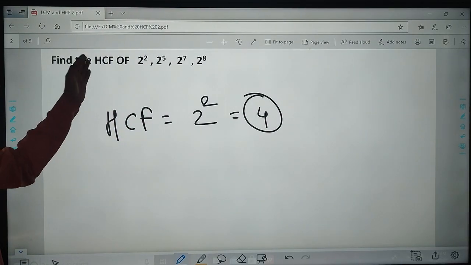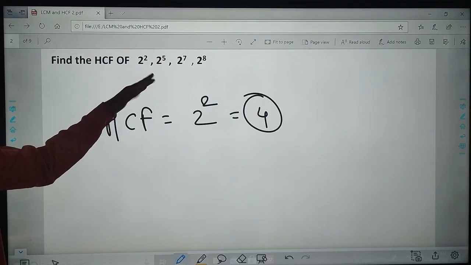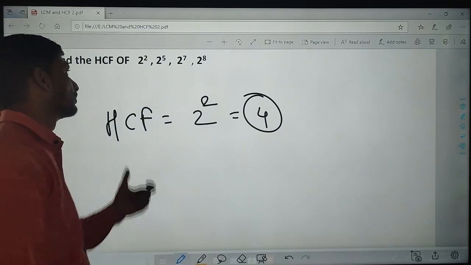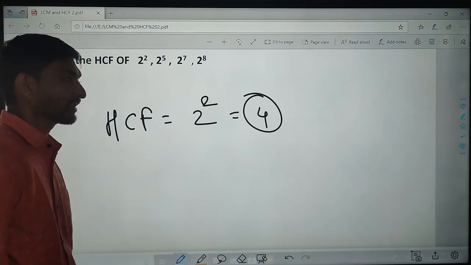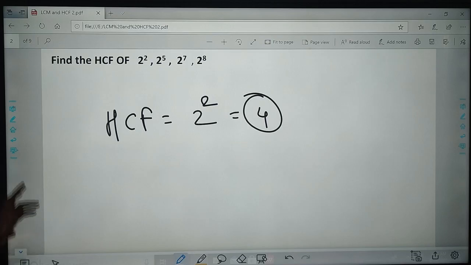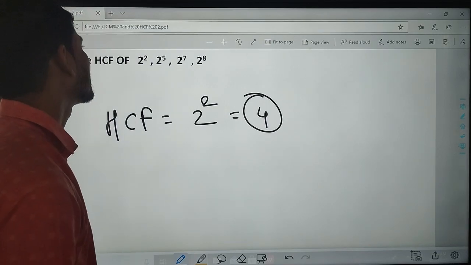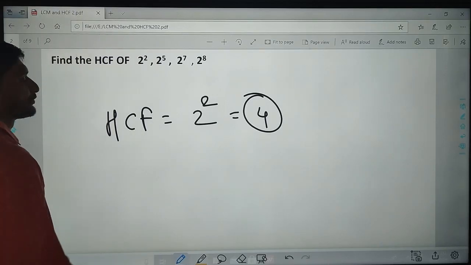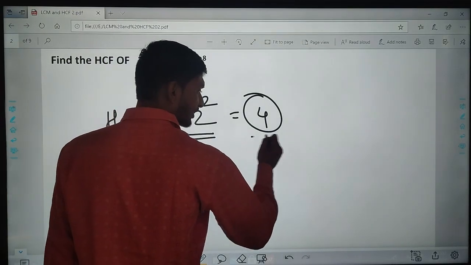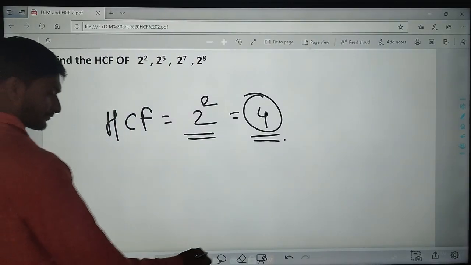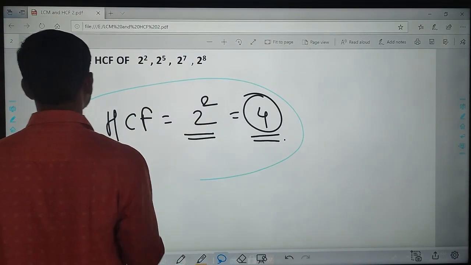Here we find the HCF of 2 raised to 2, 2 raised to 5, 2 raised to 7 and 2 raised to 8. For HCF we take the base, that is 2, and the smallest degree of 2, which is 2. Then your answer is 2 raised to 2, that is 4. This is your HCF. Now next.